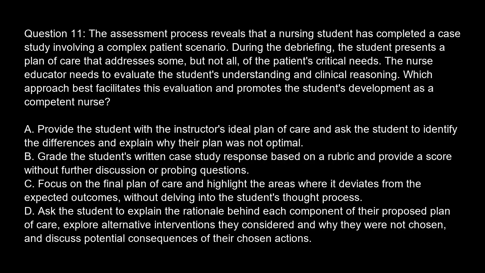Option C. Focus on the final plan of care and highlight the areas where it deviates from the expected outcomes, without delving into the student's thought process. Option D. Ask the student to explain the rationale behind each component of their proposed plan of care. Explore alternative interventions they considered and why they were not chosen, and discuss potential consequences of their chosen actions.